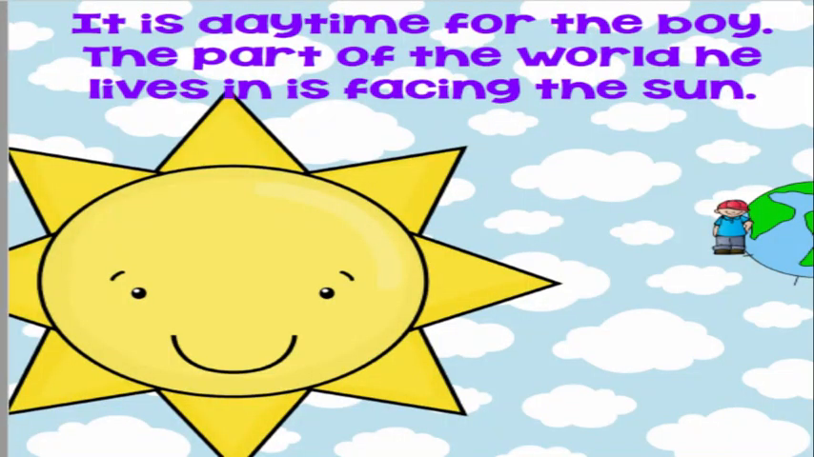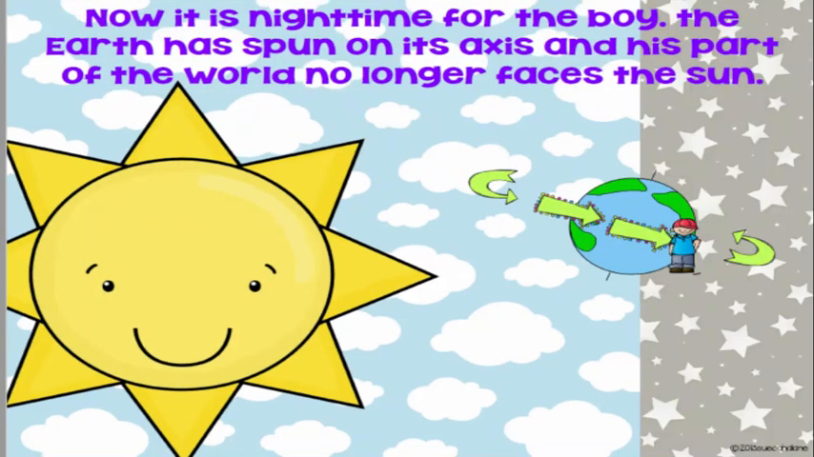It is daytime for the boy. The part of the world he lives in is currently facing the sun. As the earth is rotating, now it is nighttime for the boy. The earth has spun on its axis, and his part of the world no longer faces the sun. So in all actuality, it is completely dark, and he now sees the moon. And remember, we also learned that we can see the moon during the daytime and nighttime.